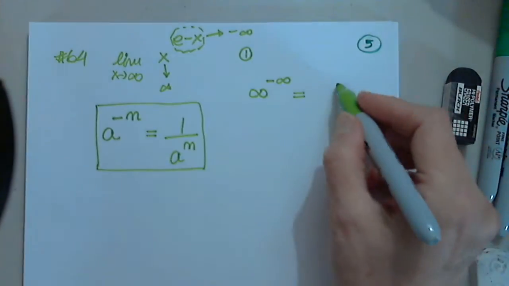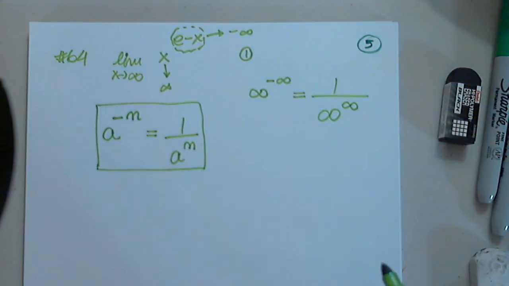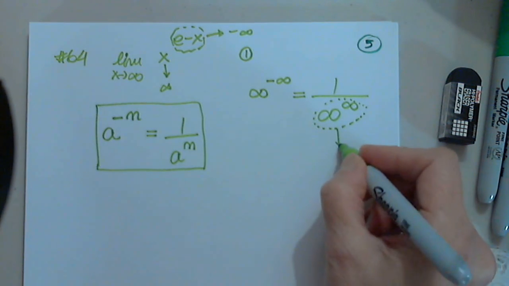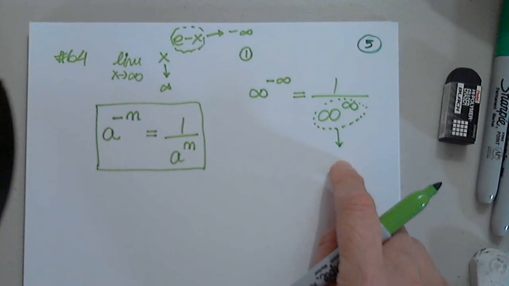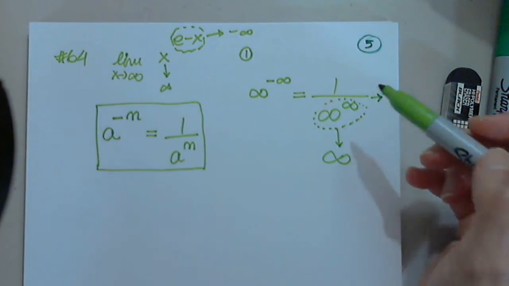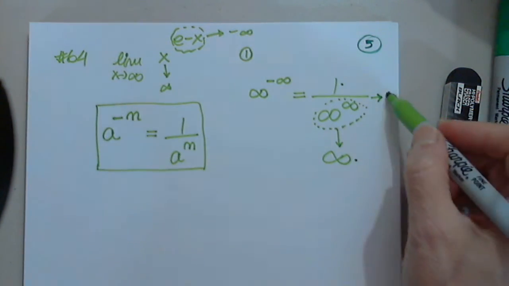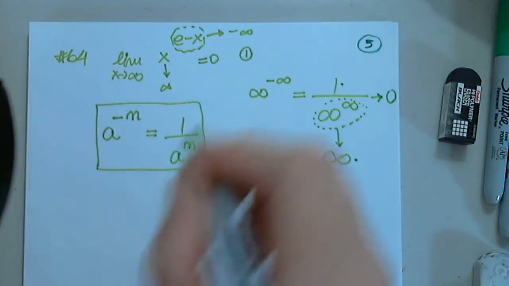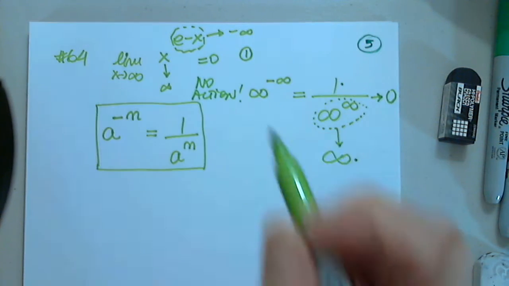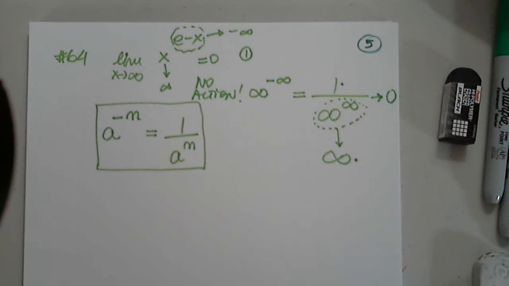So this is 1 over infinity raised to infinity. Good. Can anyone tell us what this means? Super infinity? Exactly. Good. Where does this go? 0. Thank you. Done. I don't have to do anything. No action required. Very good pick. It's a good example. Okay, anything else?